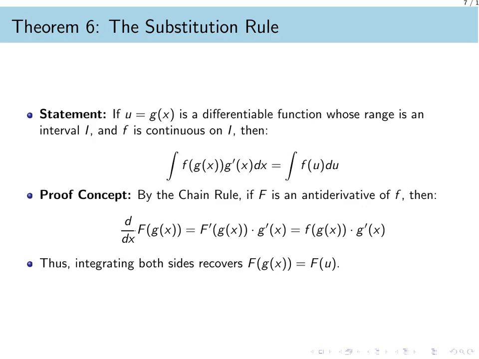Theorem 6 formally states the substitution rule, which justifies changing variables in an integral. It says that if you have a composite function f of g of x multiplied by g prime of x, you can equate this to the integral of f of u with respect to u. This works because the term g prime of x dx is absorbed into the differential du. The proof relies on the definition of the chain rule, showing that differentiating the result with respect to x returns the original integrand. This theorem provides the rigorous foundation for replacing complex expressions with a single variable u.